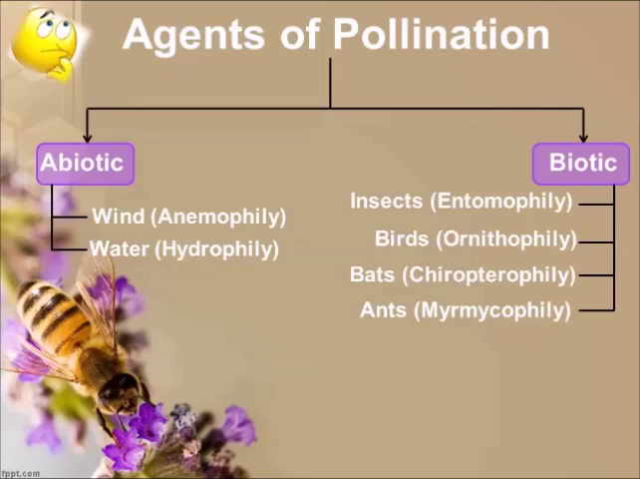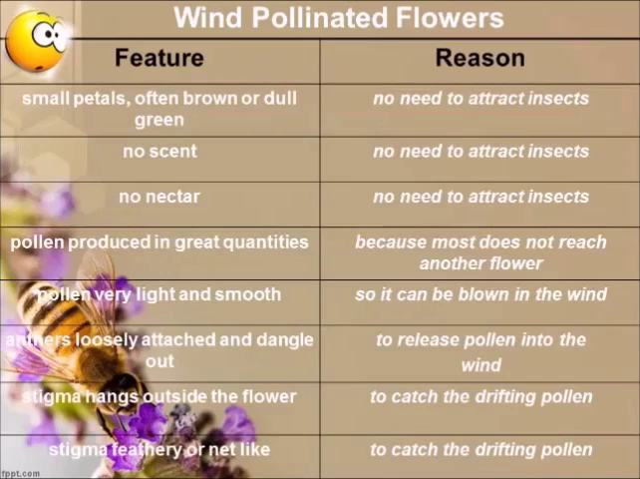Wind-mediated pollination is called Anemophily, while water-mediated pollination is called Hydrophily. Remember these terms. Amongst biotic agents, we have insects; the process is Entomophily. We have birds, that is Ornithophily, bats, Chiropterophily, and ants, Myrmecophily.